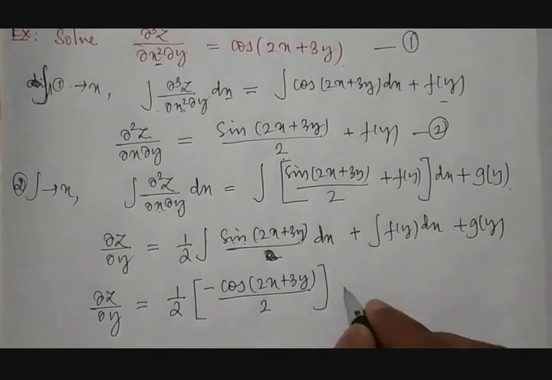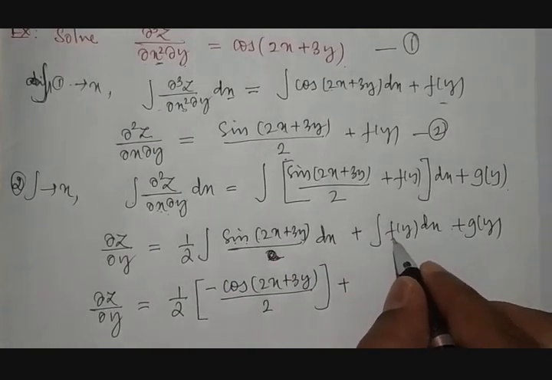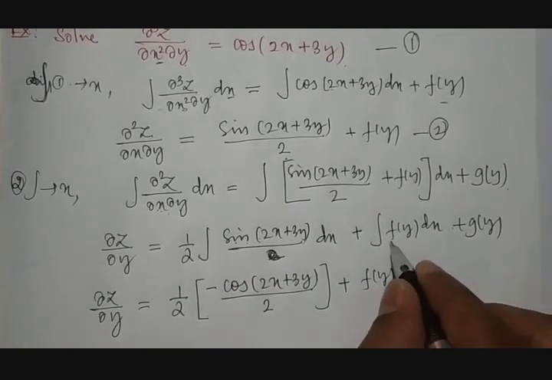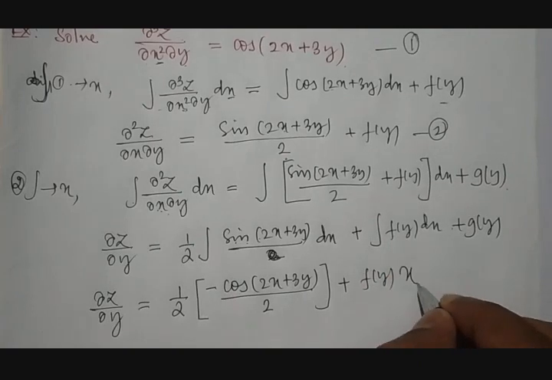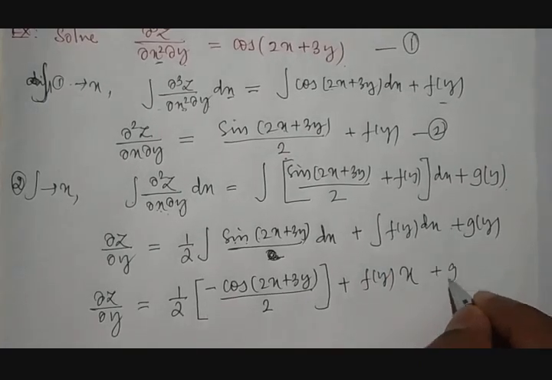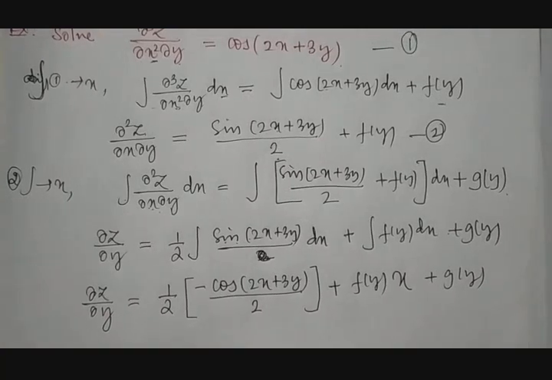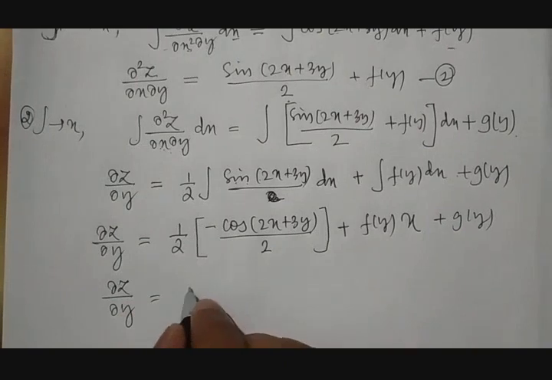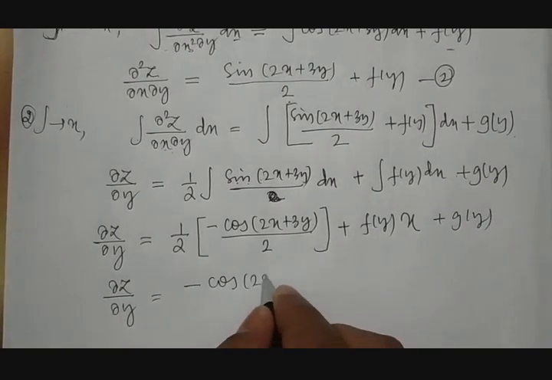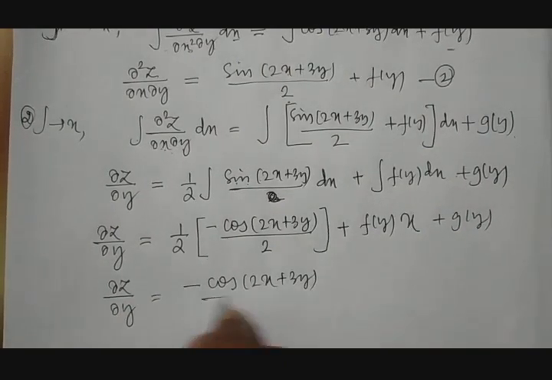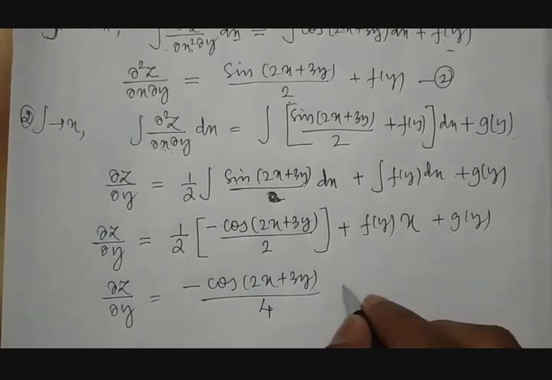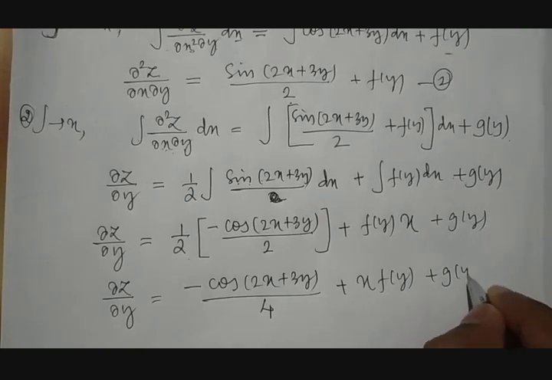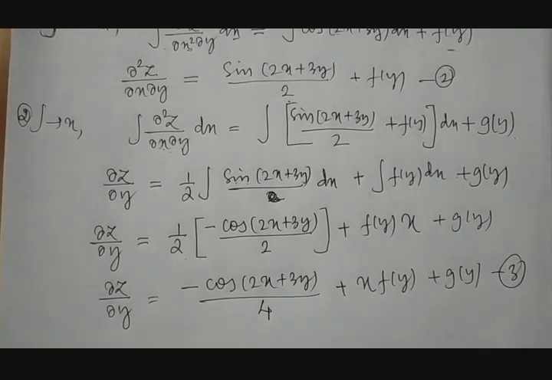Fine. Plus integration of f of y with respect to x, means f of y is a constant. Then integration of 1 with respect to x is x, plus g of y. Therefore, ∂z/∂y is equal to minus cos(2x + 3y) divided by 2 into 2, 4, plus x into f of y plus g of y. I call it equation number 3.